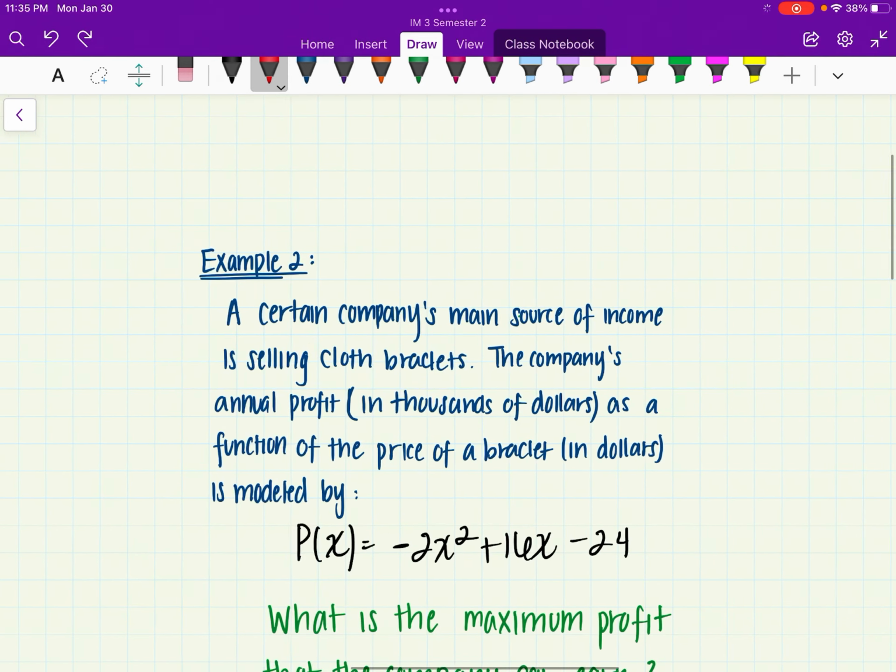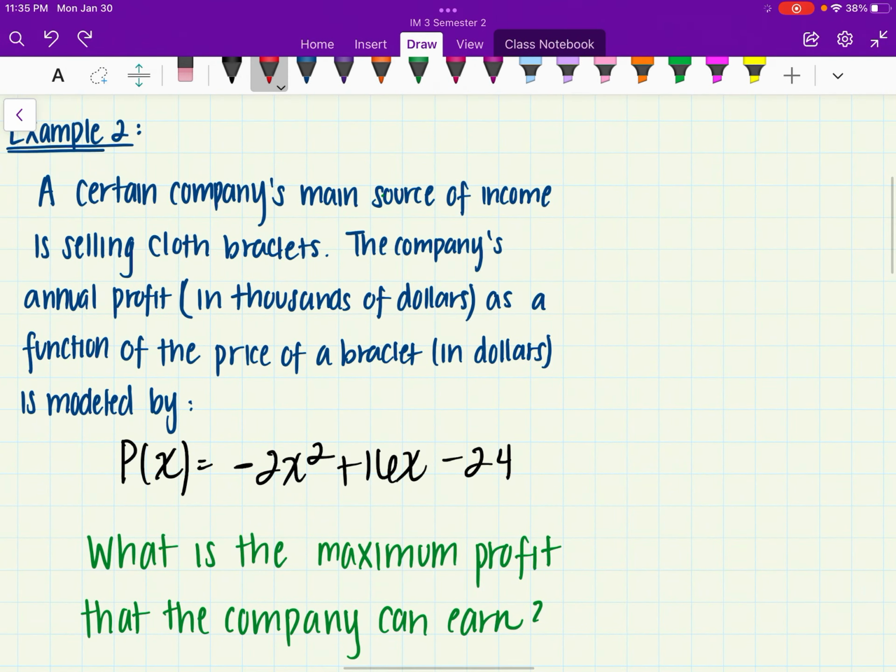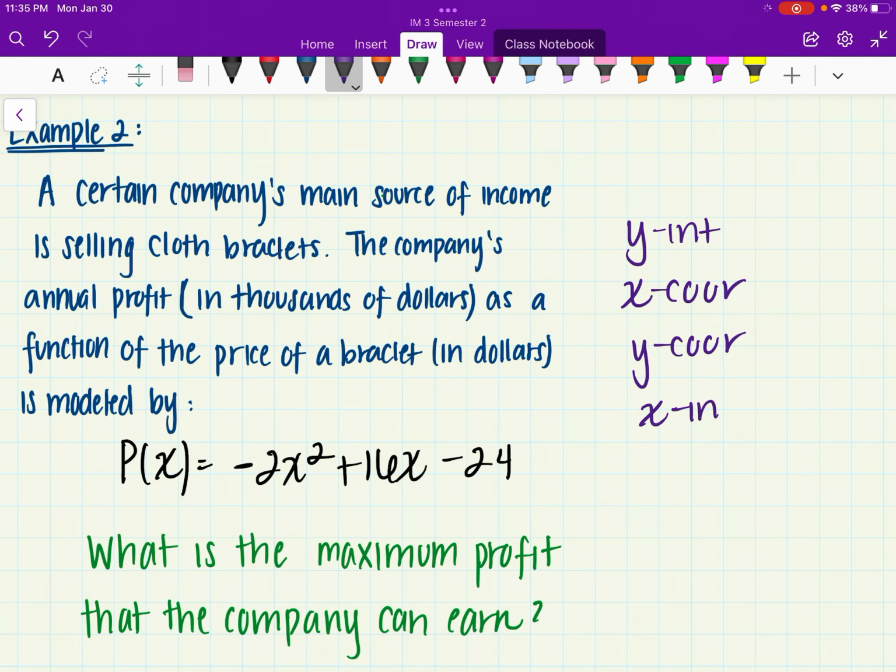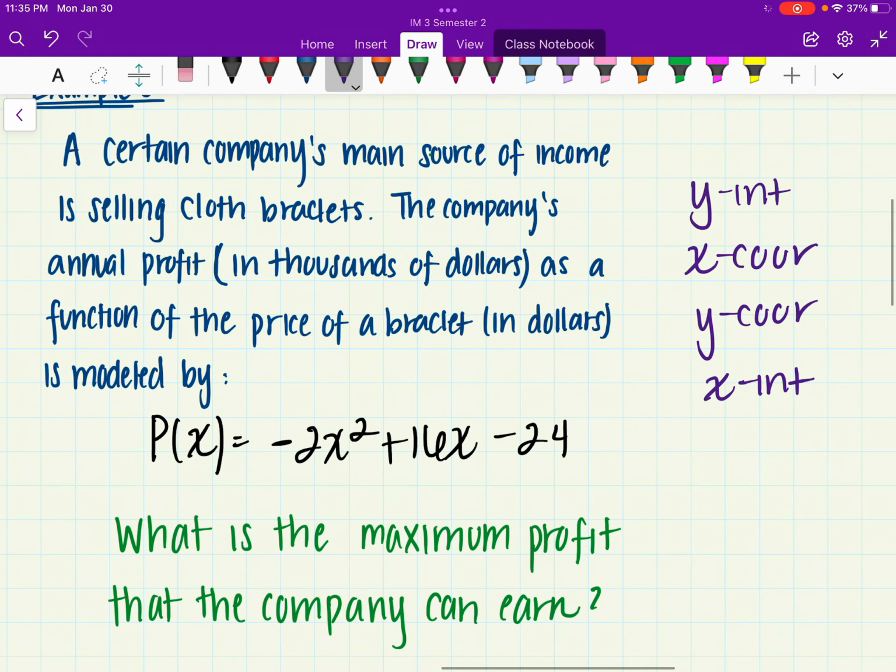I'm not going to graph it because I'm focused on identifying if we're looking for a y-intercept, an x-coordinate, a y-coordinate, or an x-intercept. That is what I'm focused on. So let's go ahead and highlight our units. It says a company's annual profit in thousands of dollars. That's one of them. The second one in this case is the price of the bracelet in dollars.